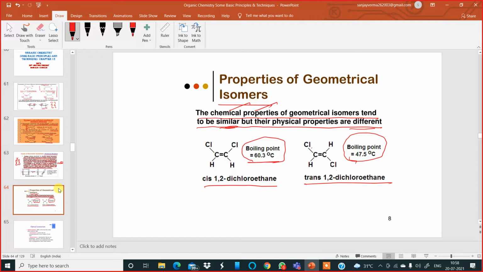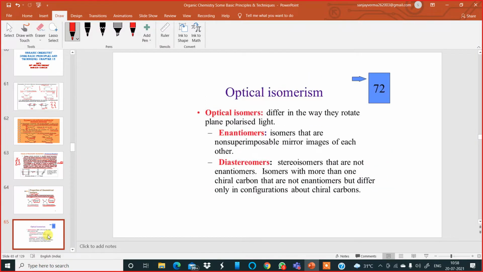See, the two chlorine atoms are on opposite sides of the double bond. That's why it is lowering, because there is no hindering, there is no linking between them. So that is lowering the boiling point of this isomer. That is going to affect the physical properties, but the chemical properties are likely to be similar. Now moving next to optical isomerism.